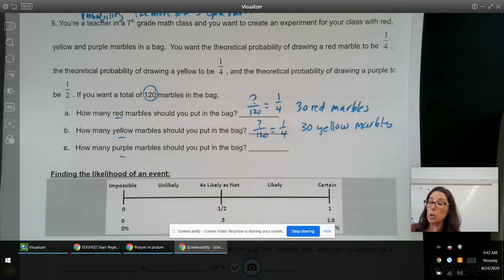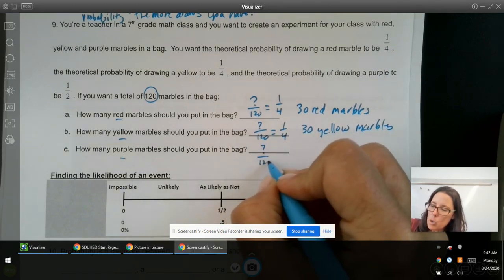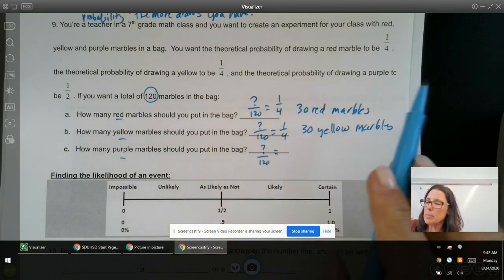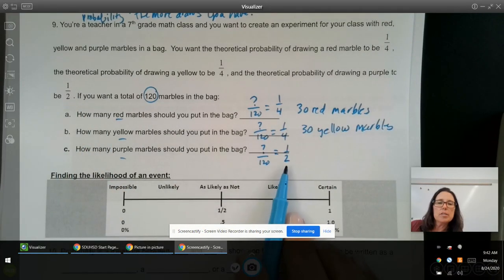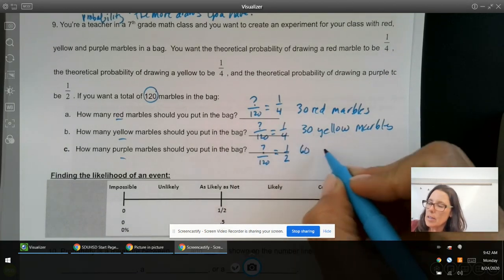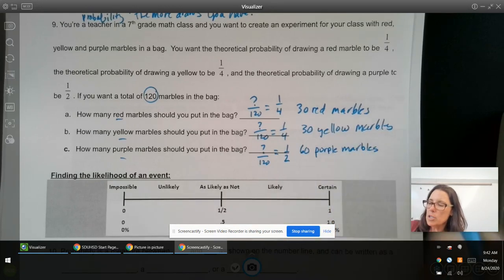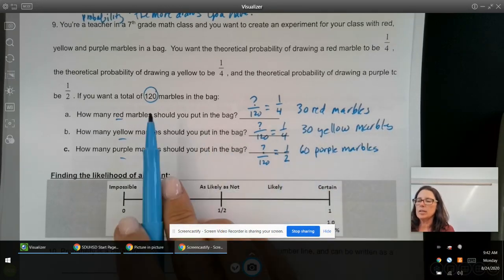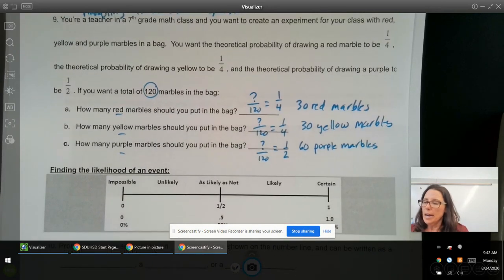How many purple marbles should be put in the bag? Well, we want to know how many purple over the 120 gets us. This time, purple is 1/2 of the bag. You guys understand that we would multiply by 60 here. Therefore, we would multiply the 1 by 60. So we would need 60 purple marbles. Okay, take a double look and make sure that 30, 30, and 60 does total the 120 marbles that are in the bag, and it does. Okay? All right.